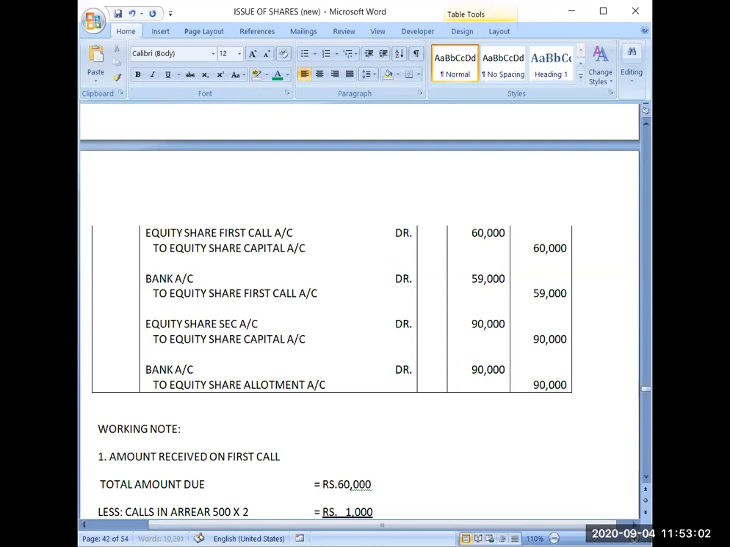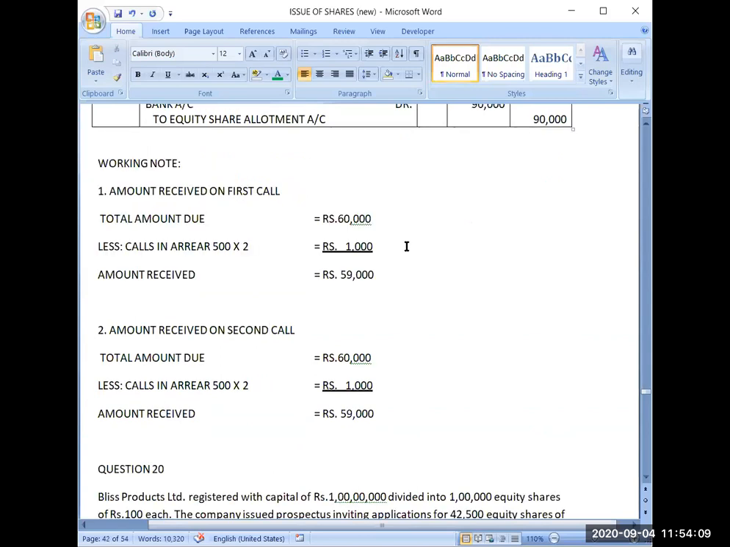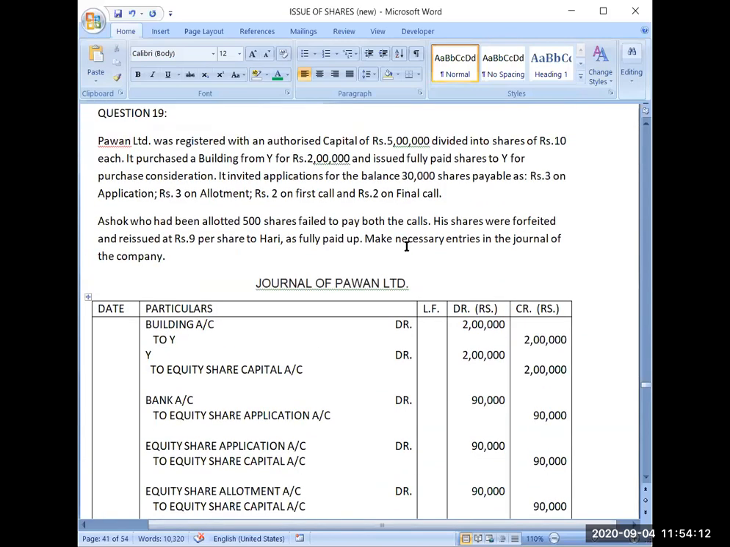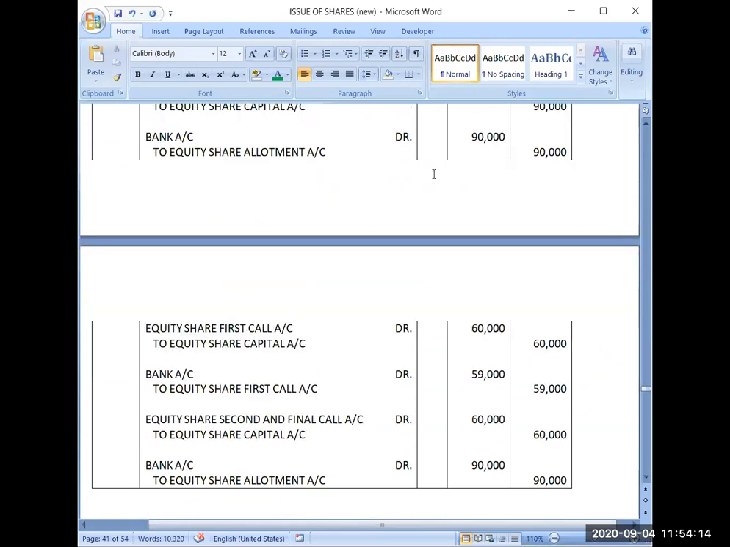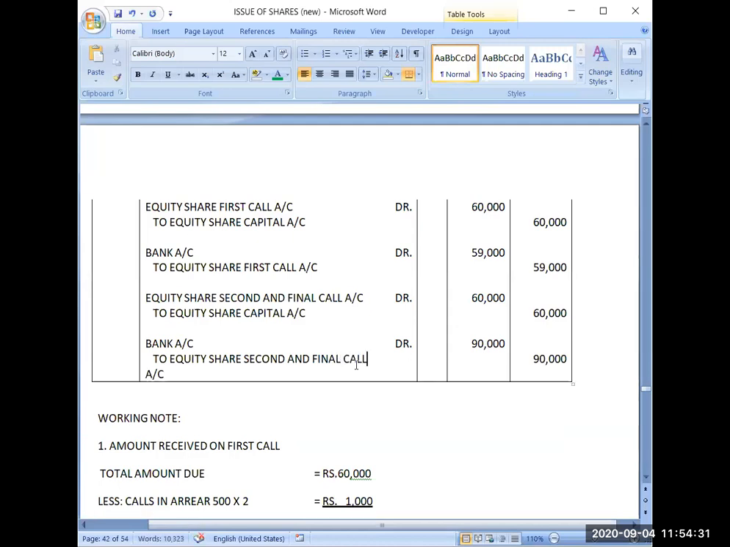Now equity share second and final call. On second and final call also 60,000 will be due at the rate of rupees 2 on 30,000 shares. And because 500 shares have not paid the second and final call also, equity share second and final call account, and the amount will here be 59,000 again.